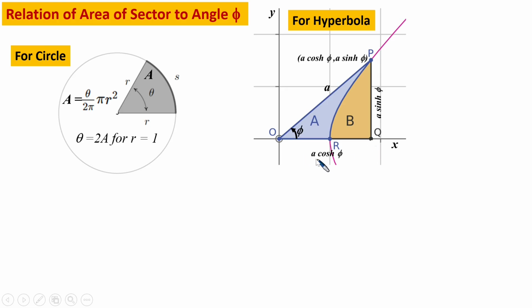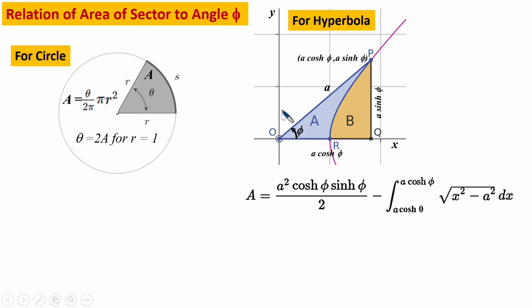So this distance, I call it cos hyperbolic phi, and this is sin hyperbolic phi. These are the opposites, and this point P is a cos hyperbolic phi, a sin hyperbolic phi. So the area of this triangle is half base into height, minus the integral from a cos hyperbolic 0, that is phi equal to 0, to a cos hyperbolic phi, of y. As I said, in this case x square minus y square is a square. So I take y square to this side and a square to the other, so y becomes the square root of x square minus a square.